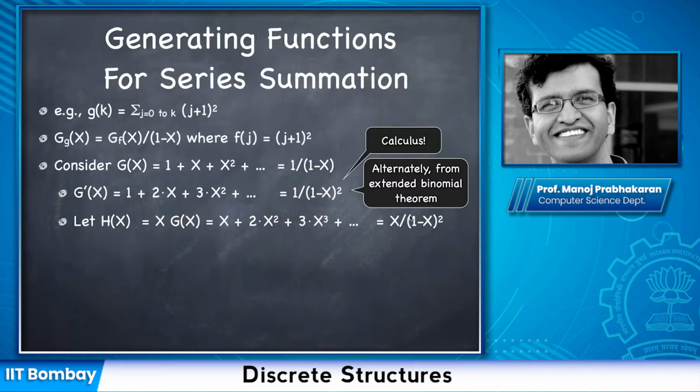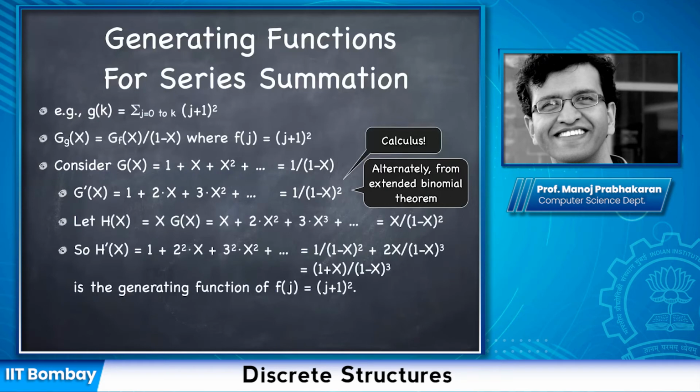Okay, so I did the multiplication on the right hand side also. And now I take the derivative once more, and I would get k squared times x to the power k minus 1. And this k squared is what I wanted. So on the right hand side, if I take the derivative, it simplifies to (1 plus x) over (1 minus x) cubed. And this is a generating function of f_j, which is (j plus 1) squared.